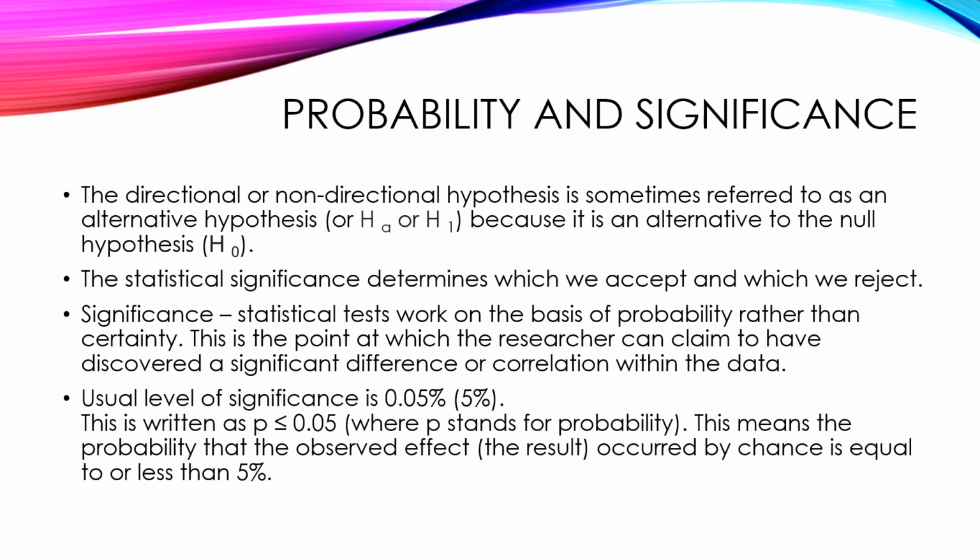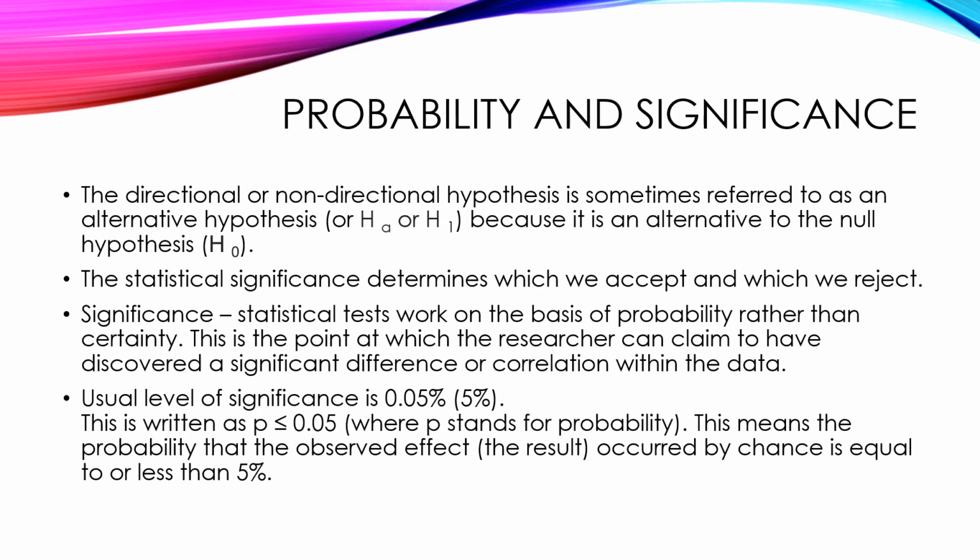So we now have a little bit on probability and significance. So the directional or non-directional hypothesis, so whether you say that there is a direction to your research or that there will be a difference, that is what a non-directional will say, can sometimes be referred to as an alternative hypothesis. That's just another name, and it can be written as HA or H1 because it is alternative to the null. So the null is where you're saying there is no difference between whatever the conditions you've got, and that can be noted as H0. The statistical significance determines whether we're accepting or rejecting those hypotheses.